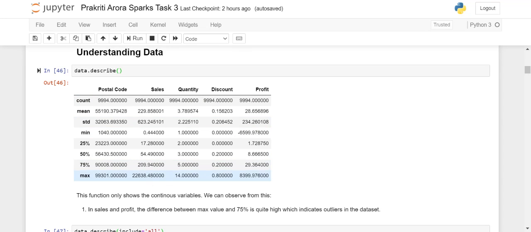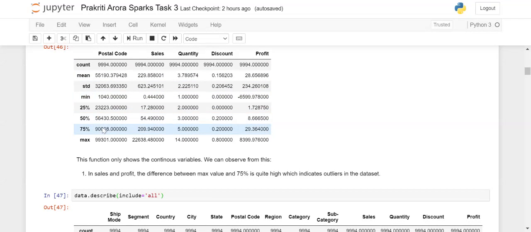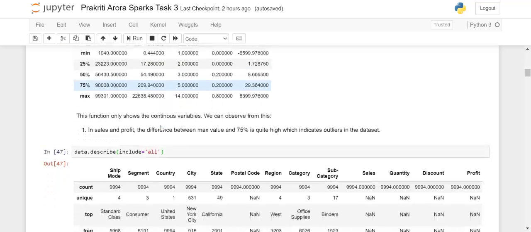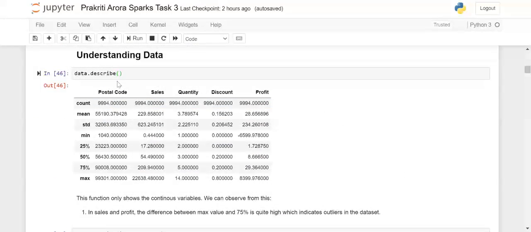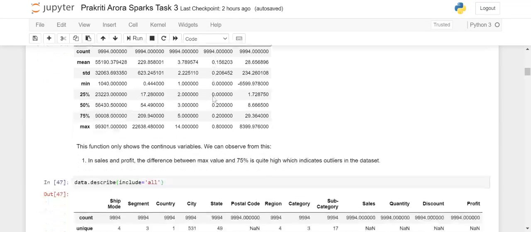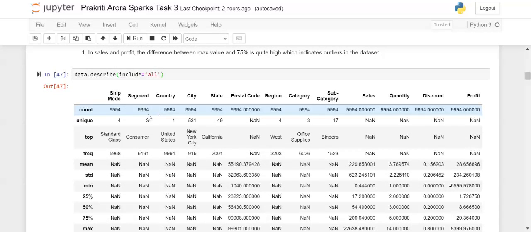Also, we can observe here that comparing the 75% and max values of the columns, some are almost the same, but others are quite high. So we can conclude that in sales and profit the difference between max value and 75% is quite high, which indicates outliers in the dataset. Since the describe function was only for continuous variables, now we'll check for categorical variables by including all in the describe function.